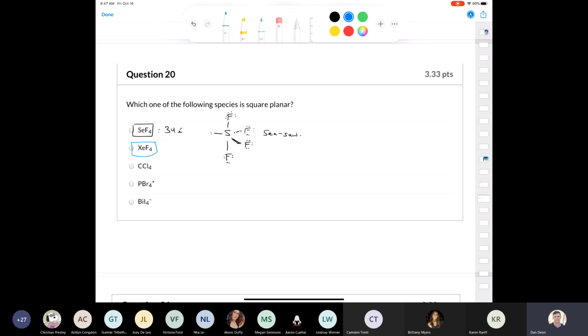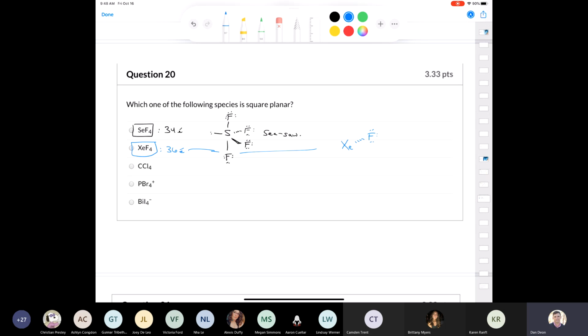Anyhow, the next one is xenon tetrafluoride. Xenon is a noble gas. It's got 8 valence electrons. 8 plus 28. That means I've got 36 valence electrons. If we draw this one over here, you can see from the Lewis structure that it's going to have 4 bonds to fluorine and 2 lone pairs. So that would give me something that looks like this.